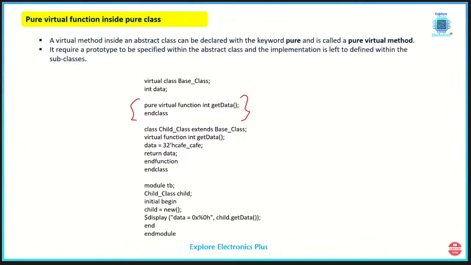Meaning we'll be having only the declaration. The definition we'll be writing when we are creating a child class. That is what a pure virtual function is, which is declared inside an abstract class like this, or a virtual class. The meaning is that we can declare a pure virtual function inside a virtual class that will not have any functionality written inside. We can write that functionality when we are using it inside a child class.